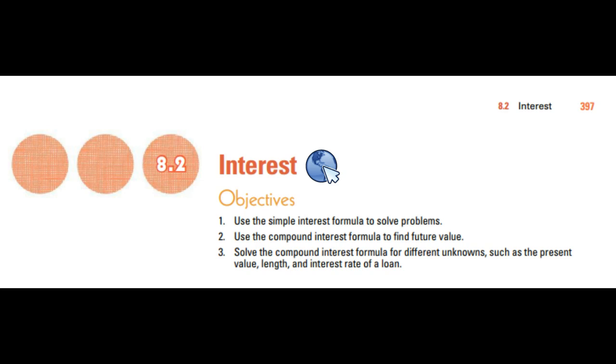In section 8.2, we're going to be talking about interest. We have three main objectives. We want to use the simple interest formula to solve problems. We want to use the compound interest formula to find future value. And we want to solve the compound interest formula for different unknowns, such as the present value, length, and interest rate of a loan. And we'll talk about all these quantities as we go forward.